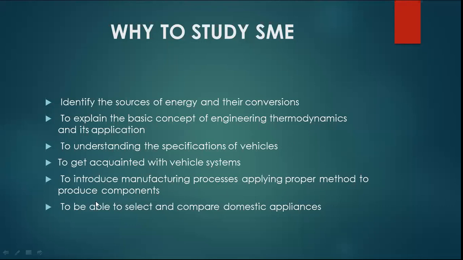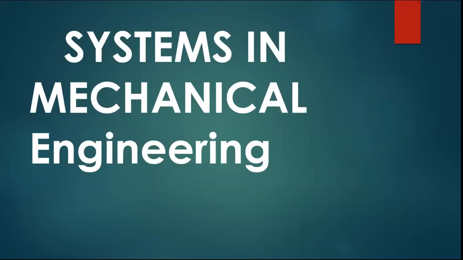Okay. And the last, to be able to select and compare the domestic appliances. There are so many domestic appliances in our day-to-day life, whatever it may be. It may be a vehicle, it may be home appliances like a fridge or AC or a mixer, anything. Okay, that we have to compare along with the other parts. That is the last part of Systems in Mechanical Engineering. Okay, see, this is the Systems in Mechanical Engineering.